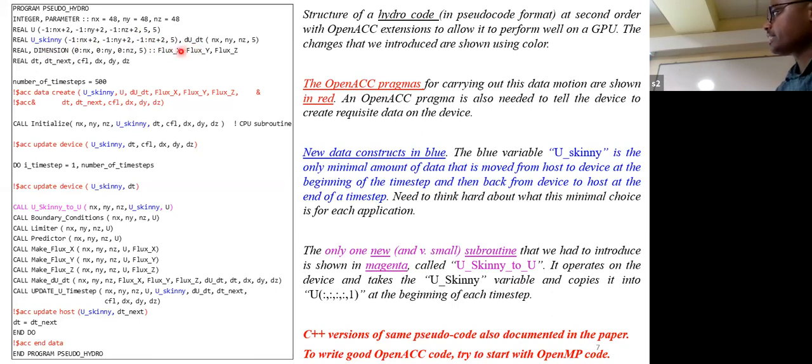And then there are fluxes, X flux, Y flux, Z flux, coming from the X phase, Y phase, and Z phases. And then these are some of the scalar variables, dt, dt next. CFL is the CFL number, dx, dy, dz indicate the cell sizes. And then we call the initialization routine as we do. It initializes the variable U skinny, that is only the zone-centered variable.